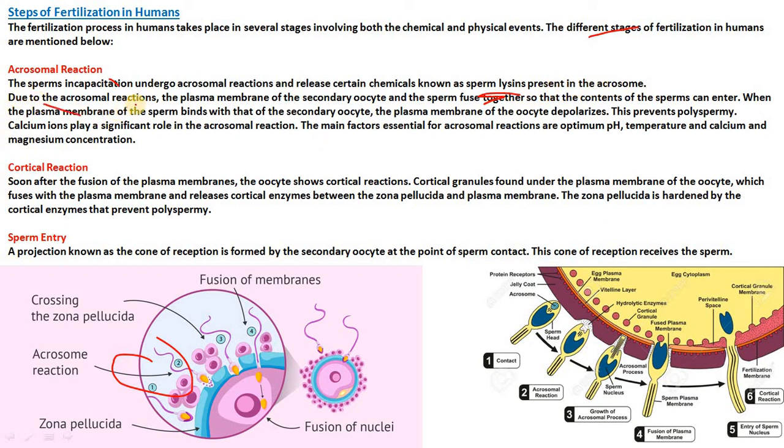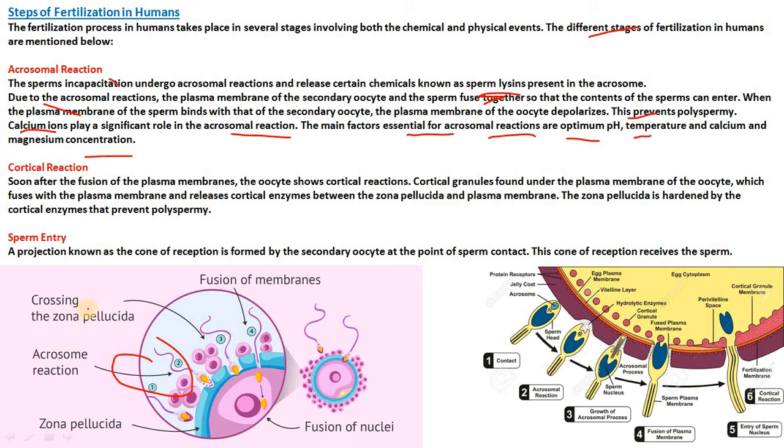Due to the acrosomal reaction, the plasma membrane of the secondary oocyte and the sperm fuse together so that the contents of the sperm can enter. When the plasma membrane of the sperm binds with that of the secondary oocyte, the plasma membrane of the oocyte depolarizes. This prevents polyspermy. No other sperm can enter. And calcium ions play a significant role in the acrosomal reaction, as the main factors essential for it are optimum pH, temperature, and calcium and magnesium concentration.